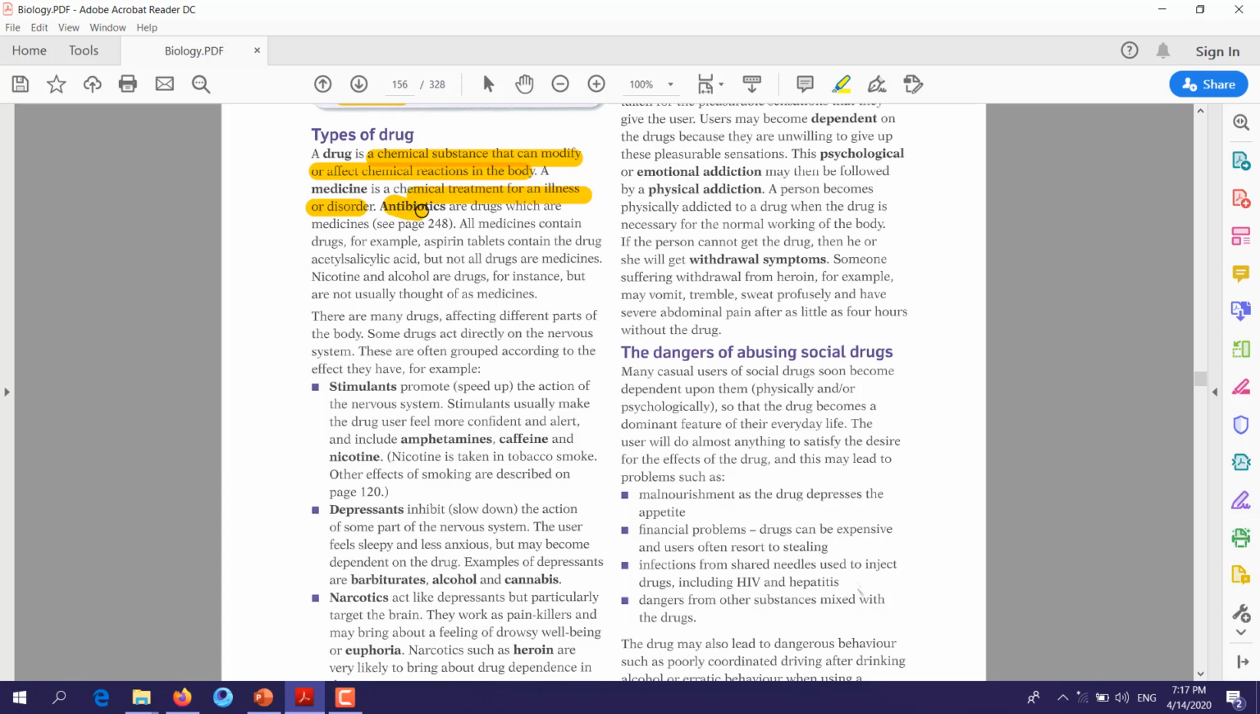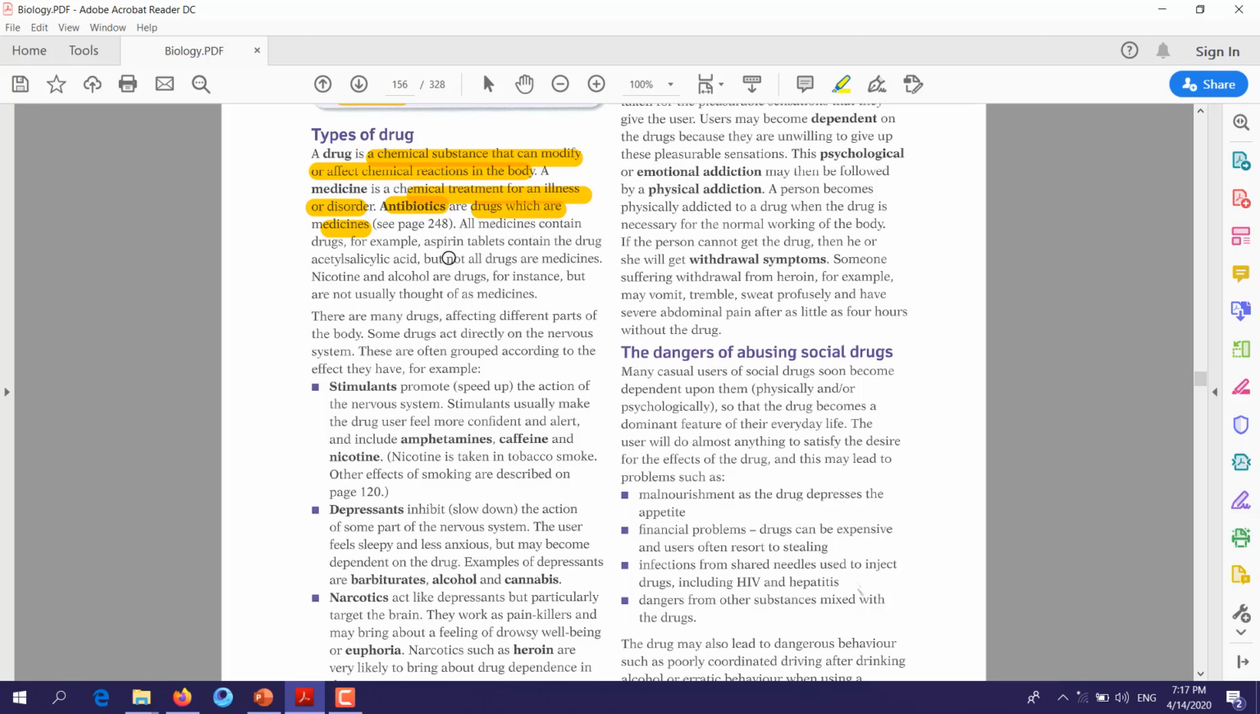For example, you have antibiotics. Antibiotics are drugs which are medicines. Antibiotic is a medicine and it's a drug. Why is it a drug? Because it will change or modify the chemical reaction in our body. But why is it a kind of medicine? Because we will use it to treat an illness in the body.